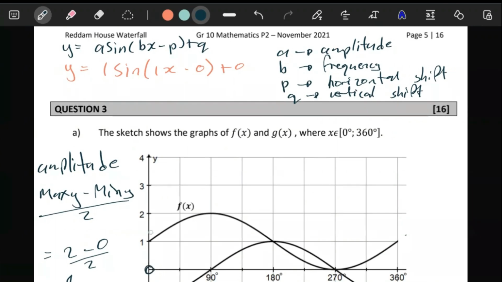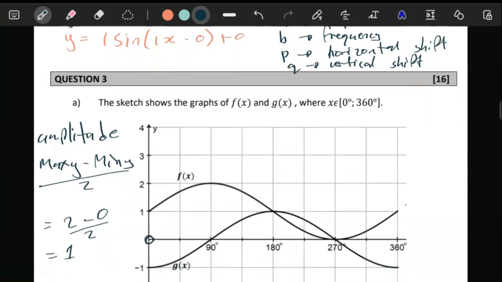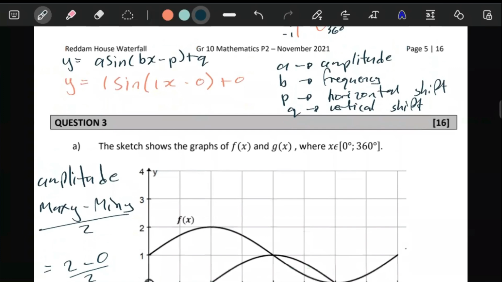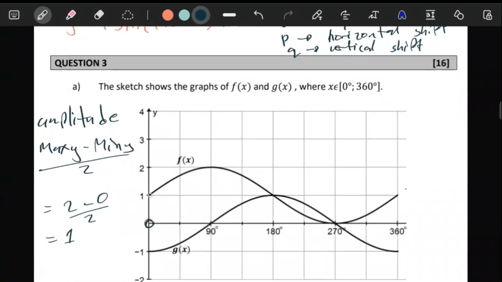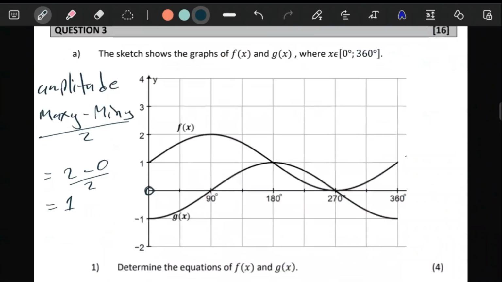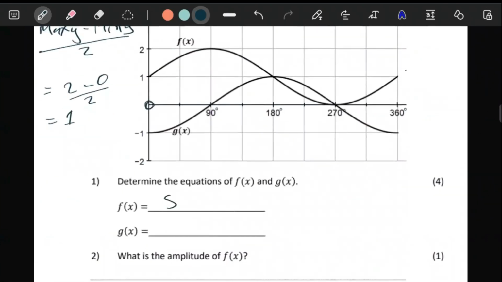It has not been moved to the left or to the right. We can see that. A standard graph, which starts at 0, has been moved 1 unit upwards. So our q value here is +1. The equation here is going to be sine x + 1, because the amplitude is 1, the frequency is 1, with a shift upwards.